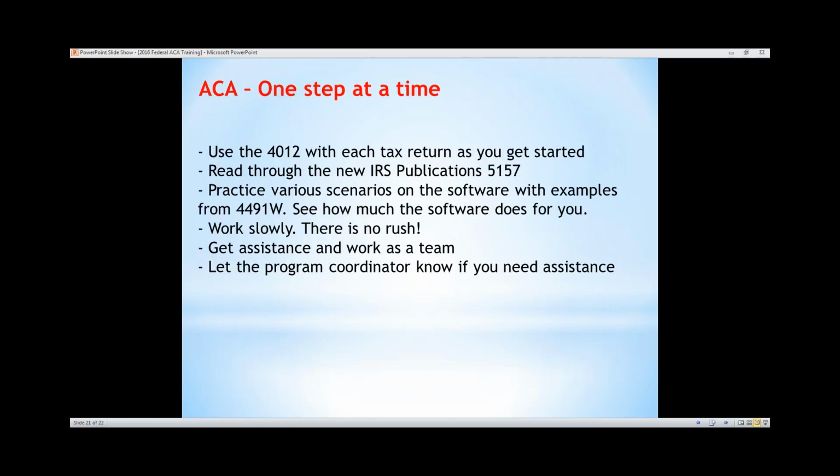Make sure you use your 1040. Don't be in a huge rush as you get started on working with the Affordable Care Act. Make sure to use some of the practice scenarios in the 4491-W. And note that you make sure you don't rush through anything. Work very slowly through these. Ask questions as they come up. Notice how much work that the software does for you. You just have to know how to enter it. So hang in there. Don't get too frustrated with it.